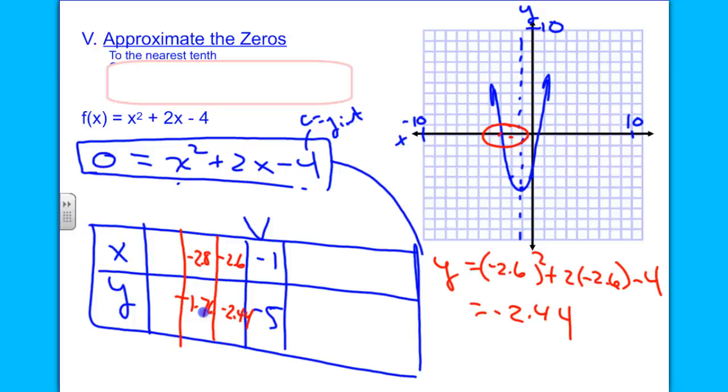So, what did I hear? Negative, who wants to try -3? That's an easy number to try. Let's try that. -3. So when you plug in -3, -3 squared is 9. And then 2 times -3 is -6. So 9 minus 6 is 3. And then 3 minus 4 is -1. Are we at 0 yet? So we're going to have to go further to the left.